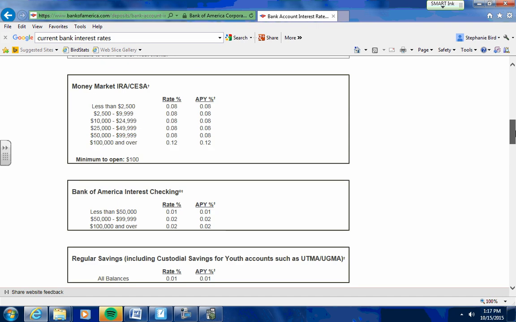There's a couple of other things. An IRA, but once you put money into an IRA, that's a retirement account. You can't touch it until you're old. That grows at 0.08%. Woo!